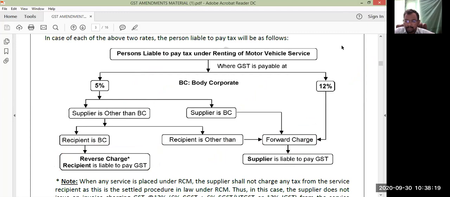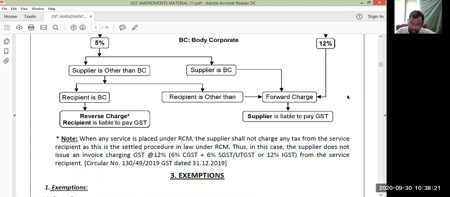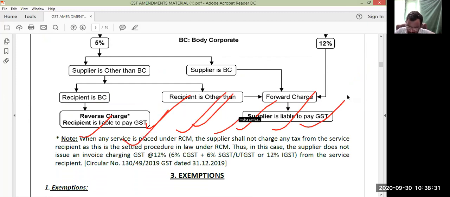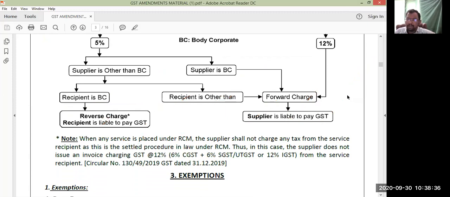Next. Note: where any service is placed under reverse charge mechanism, the supplier shall not charge any tax from the service recipient, as this is settled procedure in the law under the reverse charge mechanism. Whenever the service is taxable under reverse charge mechanism, you know that the supplier should not collect any tax from the recipient. The recipient will directly pay the tax element to the department. Thus, in this case, the supplier does not issue an invoice charging GST at the rate of 12% from the service recipient.